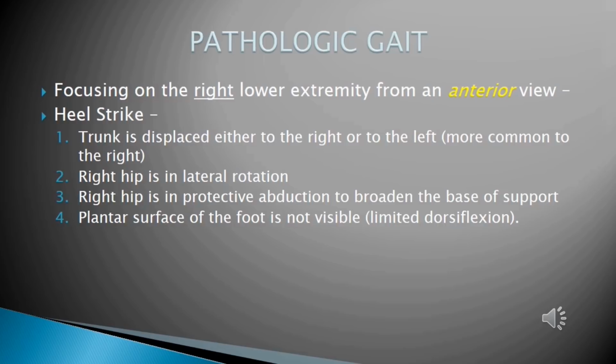Okay, well, what are some pathologic findings? From the anterior view at heel strike, we see that the trunk displaces either to the right or to the left. It'd be more common to displace to the right, and I'll just reserve the punchline as to what type of gait that represents until a little bit later. We notice that the right hip is in lateral rotation. Perhaps the right hip is in protective abduction in order to broaden the base of support. And the plantar surface of the foot is not visible, suggestive of perhaps limited or absent dorsiflexion of the ankle.